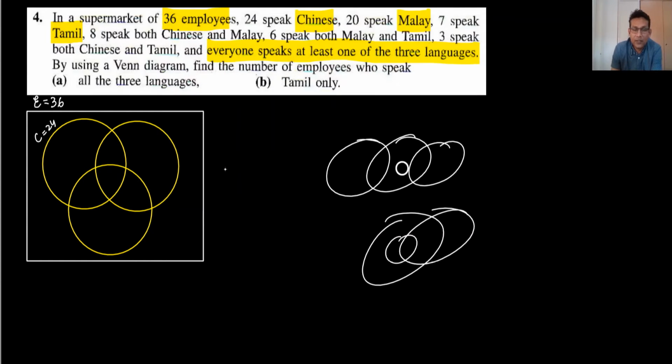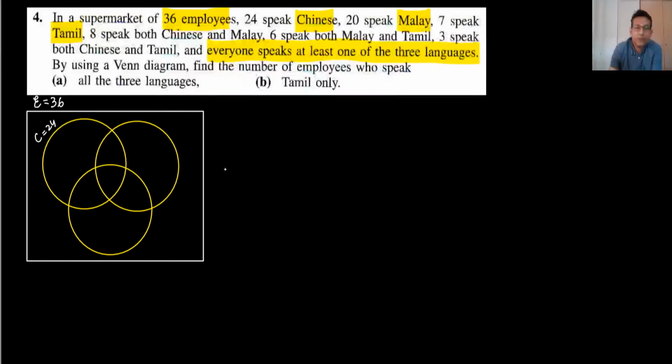Here we can see, if I write here Chinese and Malay on Tamil, it means some people are speaking Chinese and Malay, but not Tamil. But here, everyone speaks at least one language. This is a very important part. So let's see. We have a question in which we need this type of figure. So I will explain.